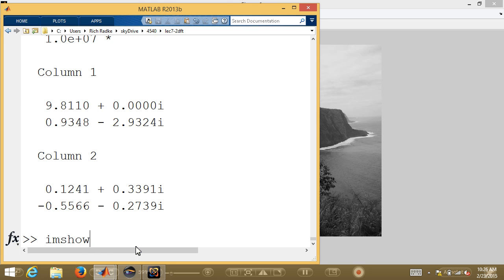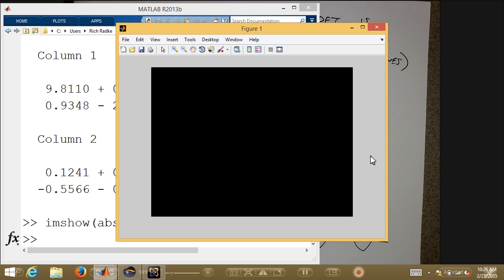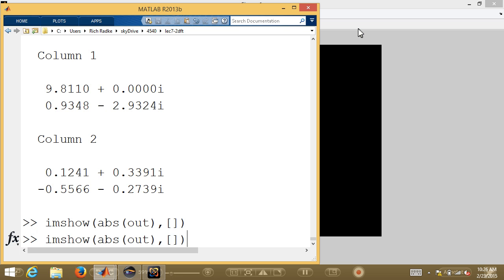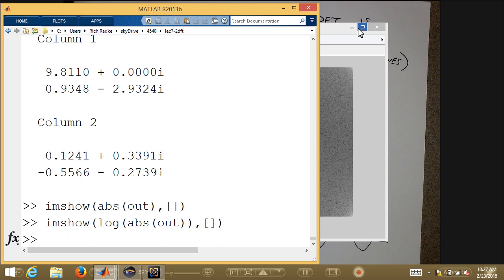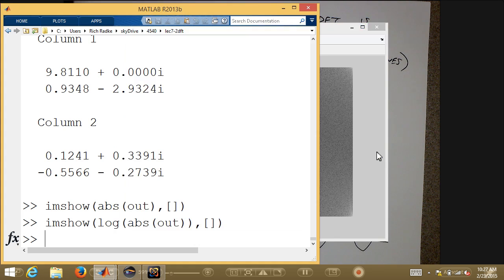What I could do instead is look at the absolute value of this image. And of course, since it's got weird numbers, I need to scale it so that the lowest thing is black and the highest thing is white. So if I look at that, not so exciting, right? One reason for that is that these values can get very small, right?